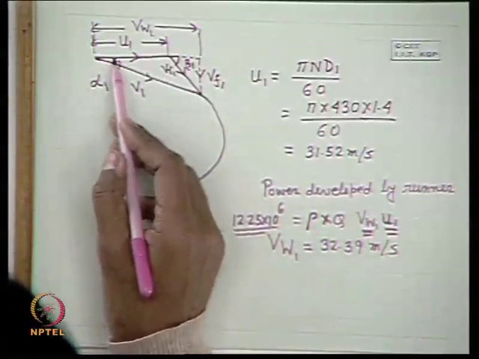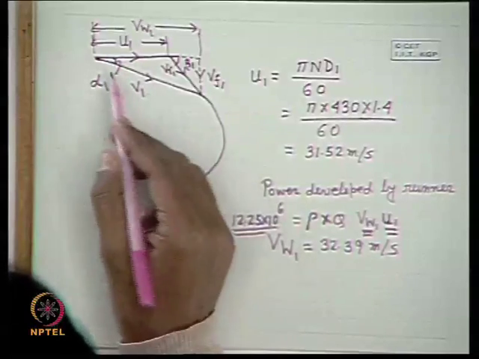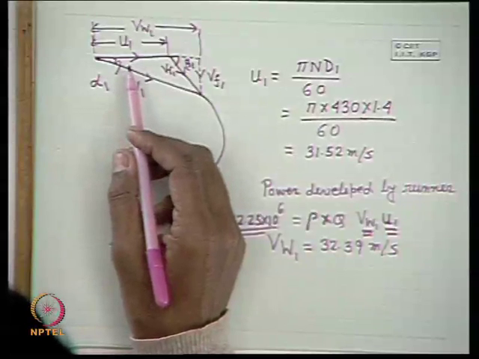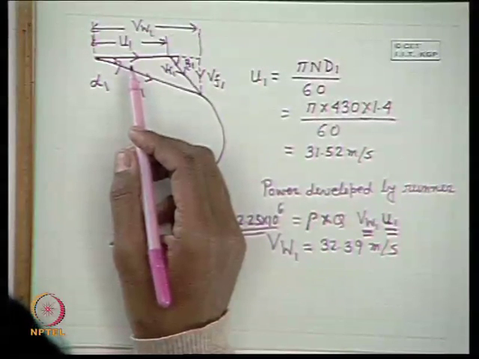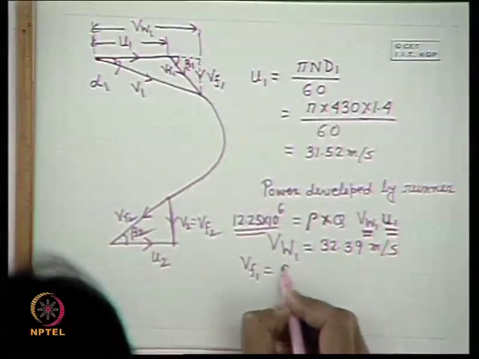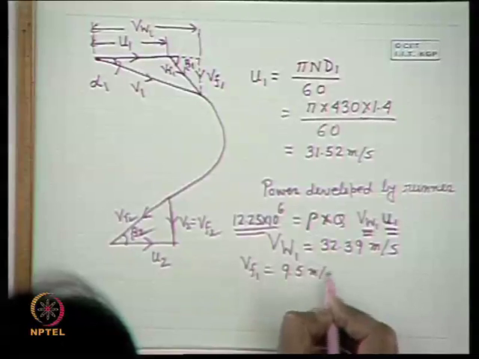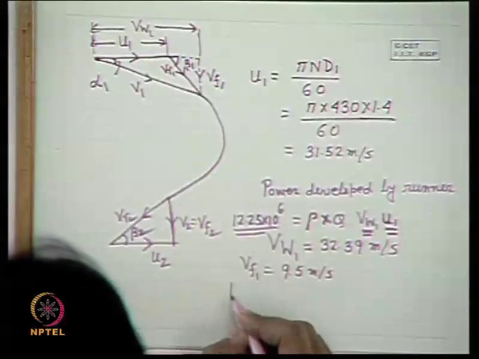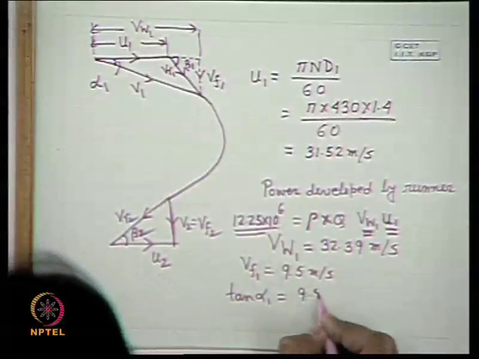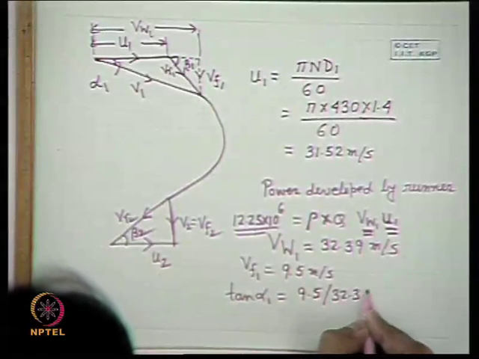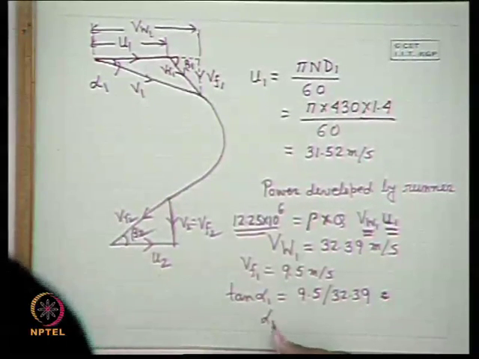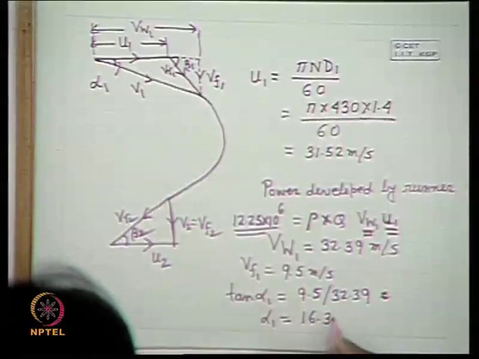So now it is easy to find out alpha 1. When we know VW1, we can find out alpha 1, because we know the flow velocity at the inlet is 9.5 meter per second. That means VF1 is equal to 9.5 meter per second. So we can calculate tan alpha 1 is 9.5 divided by 32.39, and alpha 1 comes to be 16.35 degree.